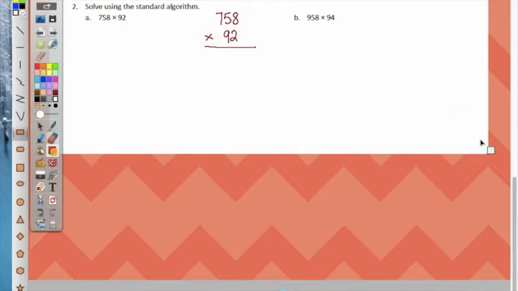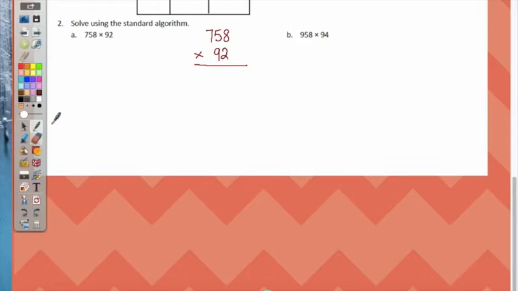I'm getting rid of my words, that'll help. Okay. So 8 times 2, 16. Regroup the 1, write the 6. 5 times 2, 10, plus 1, 11. 7 times 2, 14, plus 1, 15. Now it's weird not to have anything to compare it to, isn't it? Because I'm like, I don't know if I trust my answers or not.